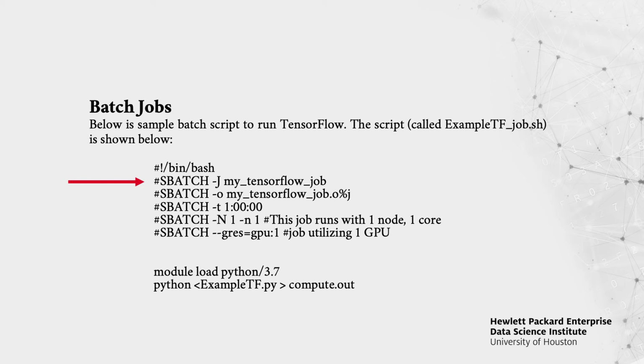Looking over the allocation specifications, we can see that the job is being given the name my_tensorflow_job. The execution output summary is being specified as my_tensorflow_job.o%j. A total of 1 hour is being requested. A single node, along with a single core and a single GPU, are being requested. The last section is what the script will actually execute, which involves loading the necessary Python module and then execution of the script using redirection for the input and output.